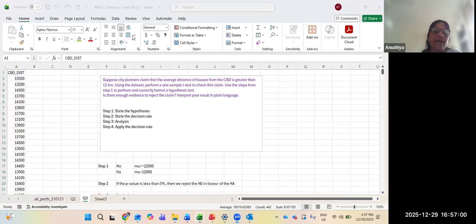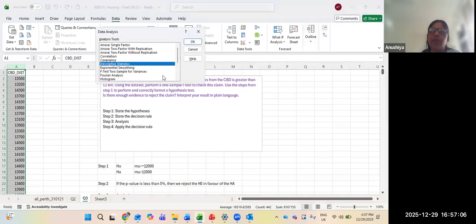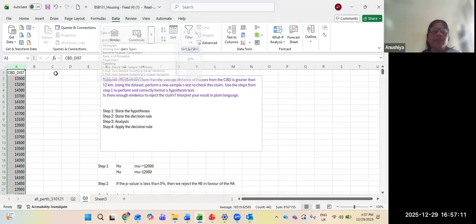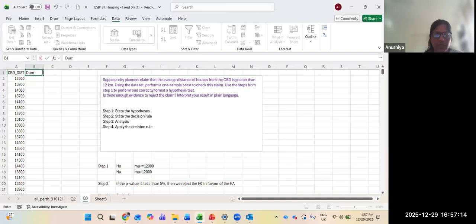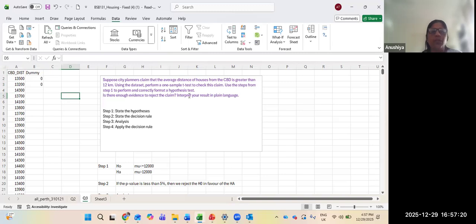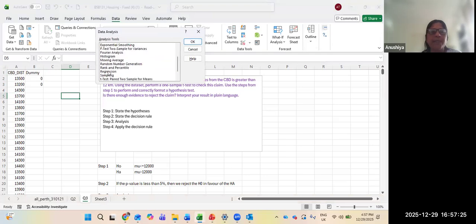But when we go to the data analysis tool pack, we have the tests which are related to 2 samples. Therefore, I'm going to create another variable called dummy with the observation values of 0. So now I can choose the 2 sample t-test assuming unequal variances, because I know that we are going to get unequal variances since the column B variable has only the value 0.